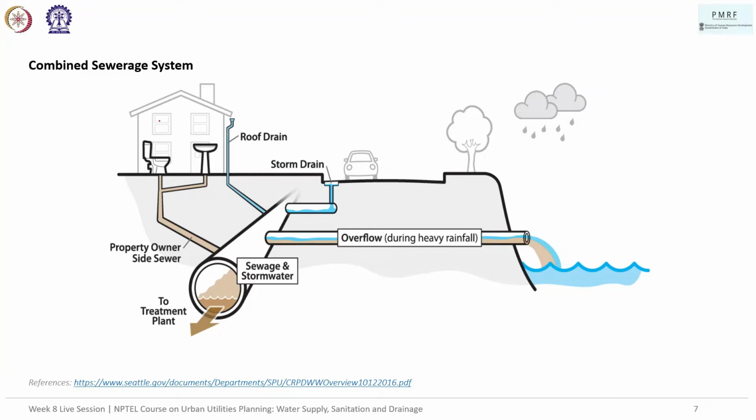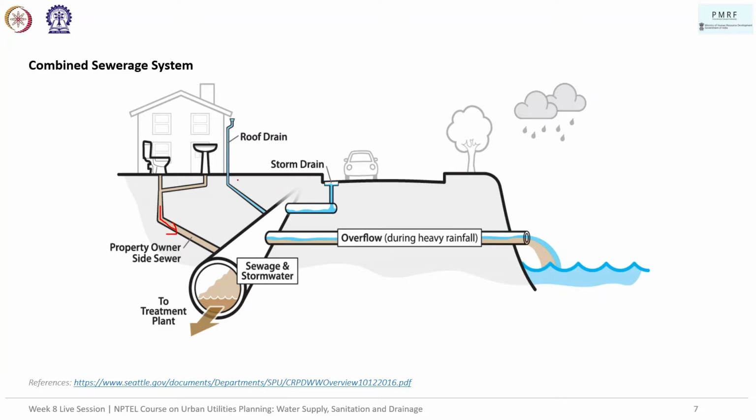So in the combined sewerage system, you can see that sewage is coming into the sewage and stormwater drain, which is called a sewerage. I think I had previously also highlighted this point. There is a fundamental difference between sewage and sewerage. Sewerage is the network of pipelines that is carrying sewage. Sewage is the liquid waste that we are talking about, right? So in a combined sewerage system, both sewage and stormwater are carried in the same pipeline, right?